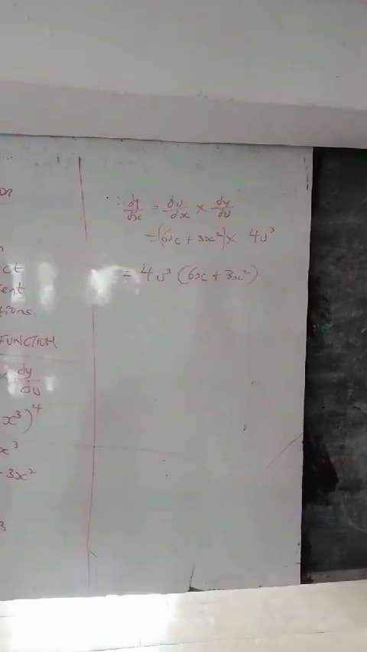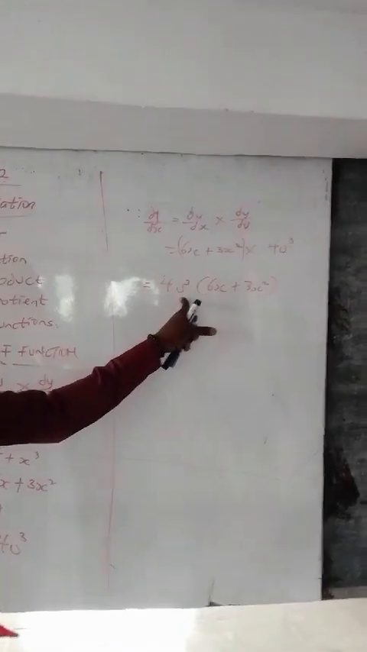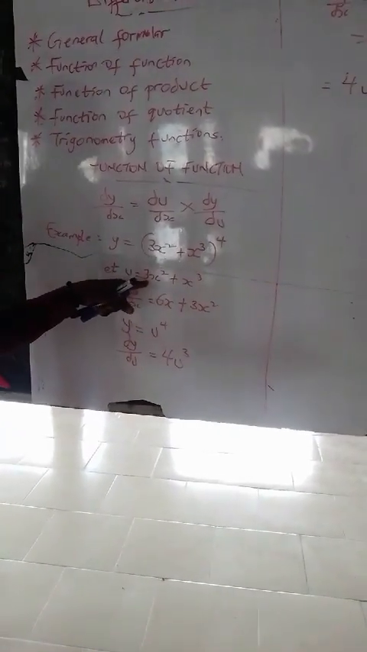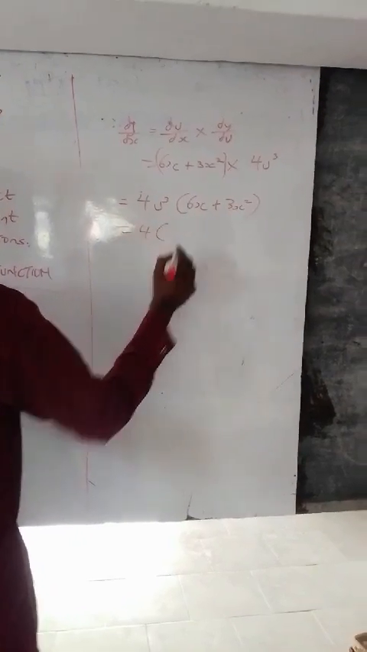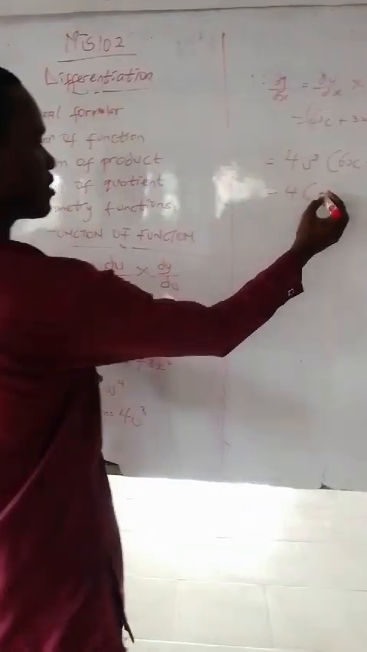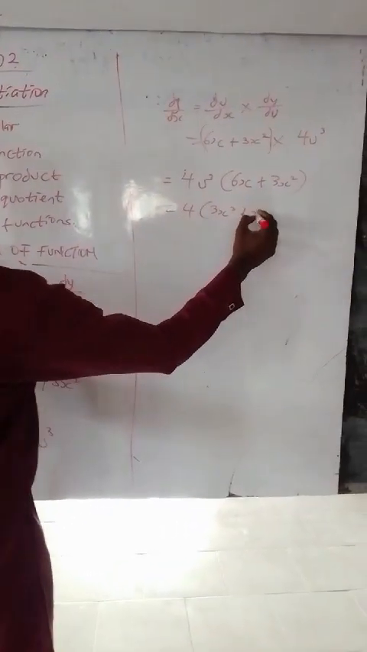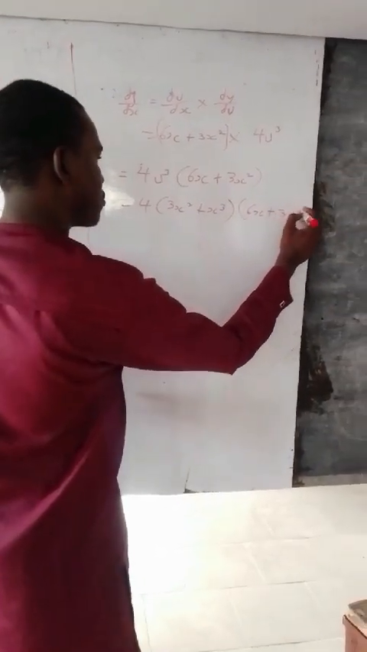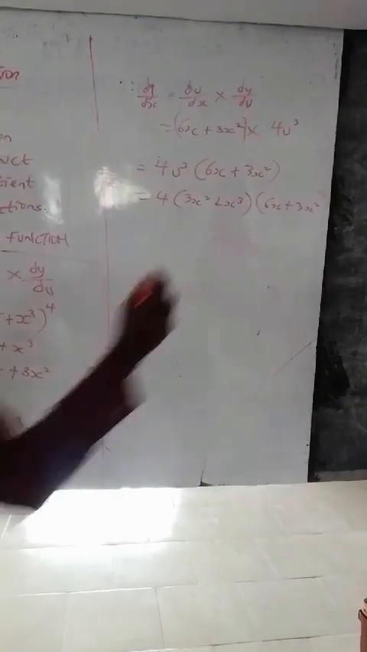Why? What do I mean? You already said let u be something. So you now come back to where you said let u be something and replace that something back to its normal position, which is 4 into what is the representation? That's 3x squared plus x raised to power 3, then 6x plus 3x squared. So that's it. This is your final answer.